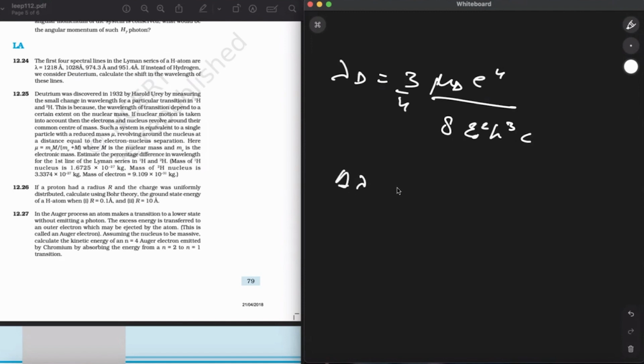If I write it, the only point of difference will be mu d minus mu h. Then mu d minus mu h, and I also have a lambda h in delta lambda upon lambda h, so I'd have a mu h in the denominator also, into 100. But we have to calculate further, so this is a more calculative question.